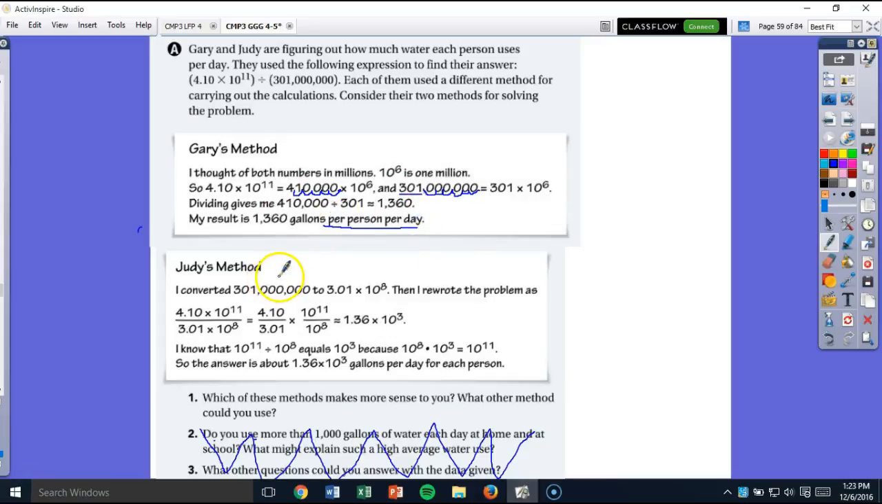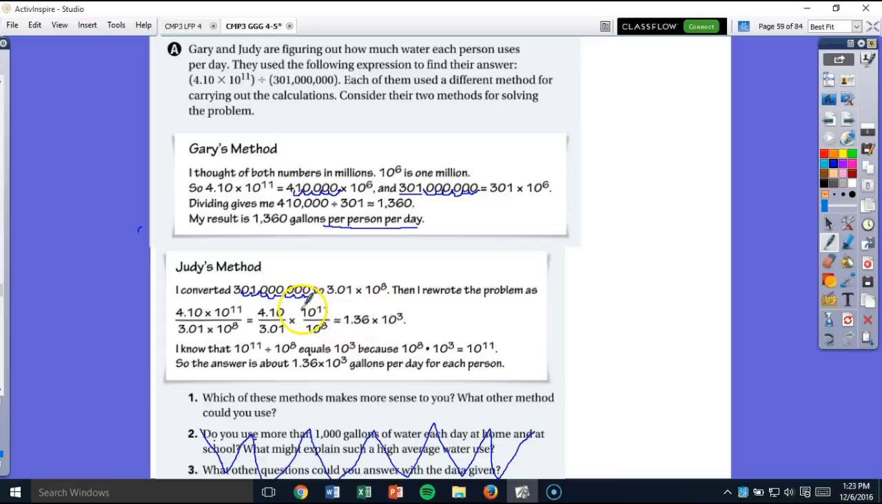Now, Judy's method is she took the 301 million and converted it fully to scientific notation by moving the decimal 8 positions. There's 1, 2, 3, 4, 5, 6, 7, 8. So we're left with 3.01 times 10 to the 8th. Then she decided to do her division a little differently. She took the 4.1, and we broke it apart, because we're able to do that since on top and on the bottom are each multiplying. So with our rules of math, we're able to break these apart into two separate parts and take 4.1 and divide it by 3.01 to get 1.36.